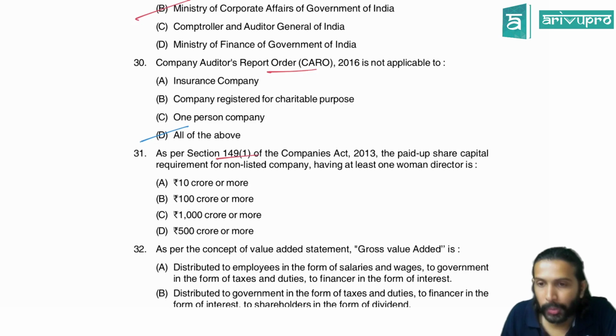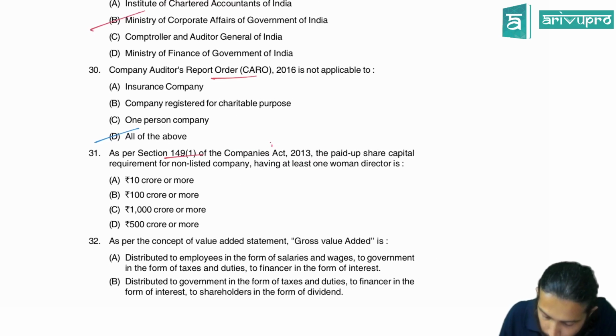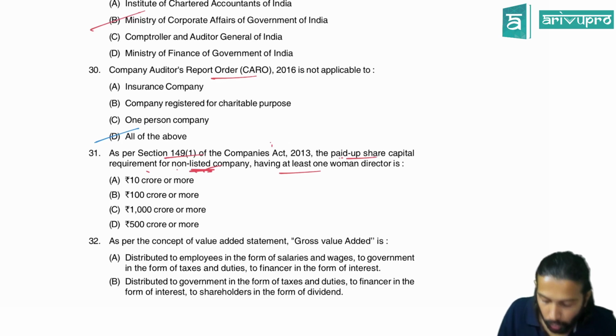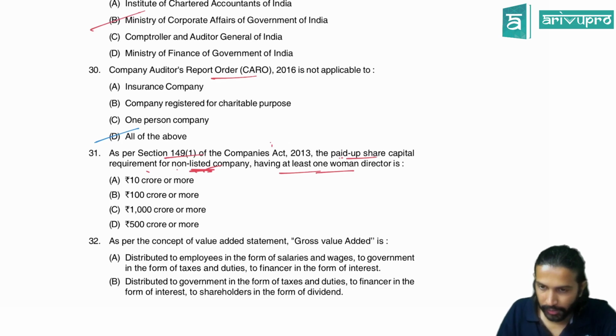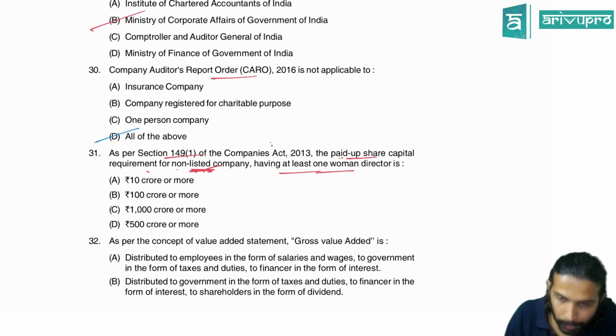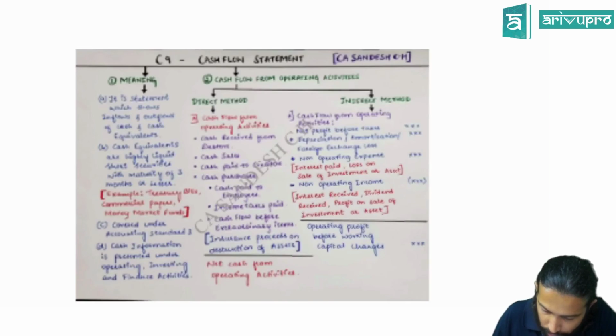Next, as per section 149 of the Companies Act 2013, the paid up capital requirement of a non-listed company having at least one woman director. You remember one woman director we had discussed? If an unlisted company wants this section to apply, the paid up capital should be at least 100 crores or more. Option B. I'll show you those charts again where we wrote the woman director position.